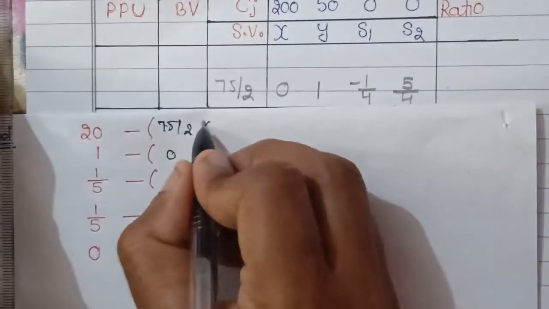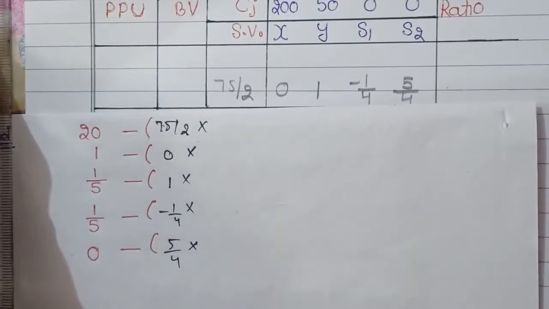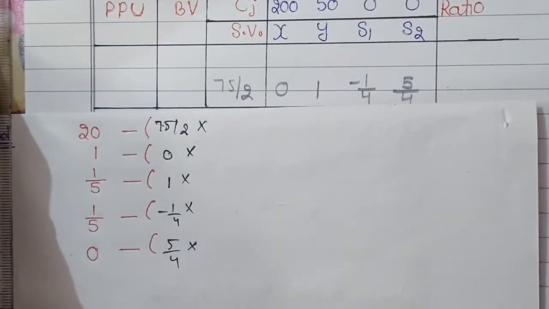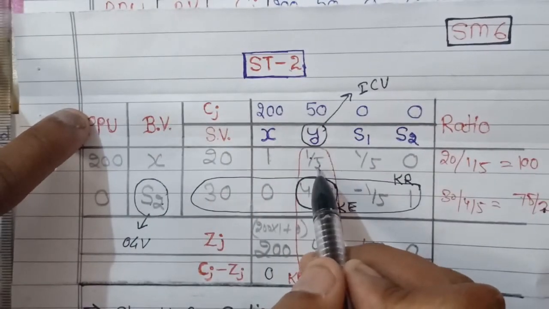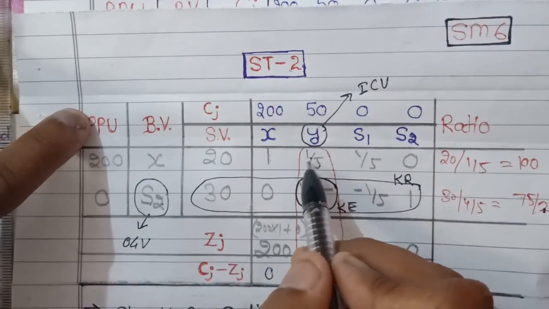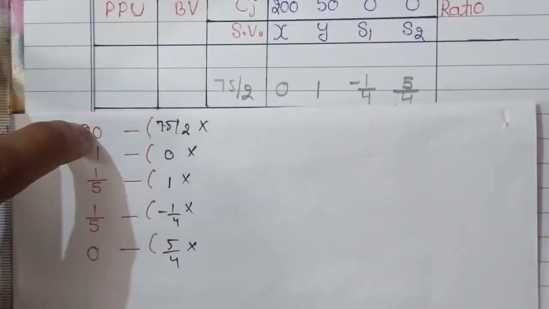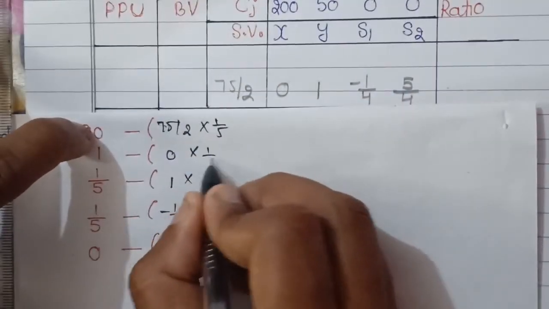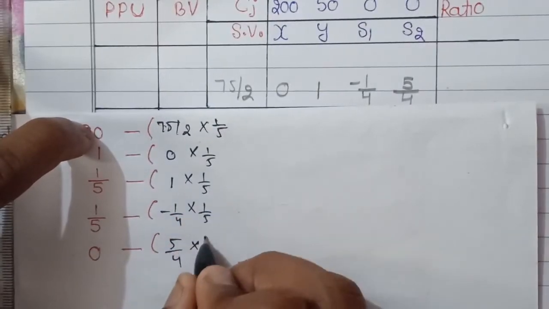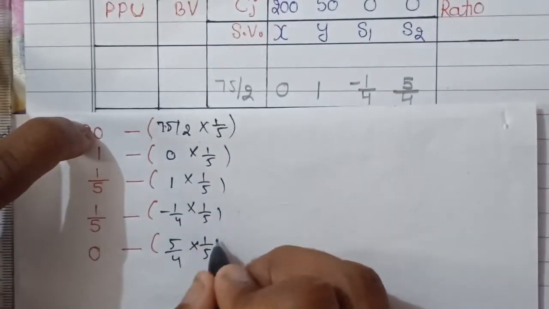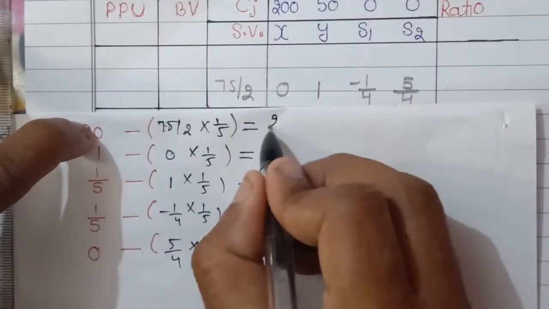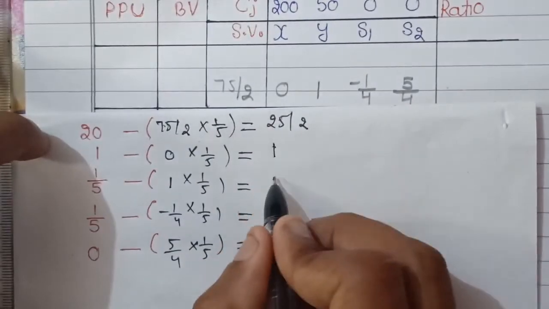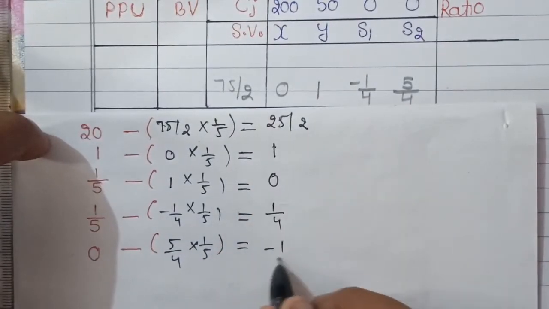Now again you will see that we have to multiply these values with the element which has to be converted to 0. Here you will see that this element of simplex table 2 is to be converted into 0. So we have to multiply all these values by 1 by 5. If I multiply all these values by 1 by 5, I can have some equations here. If you solve all these equations, you will have values as 25 by 2, 1, 0, 1 by 4, and minus 1 by 4.